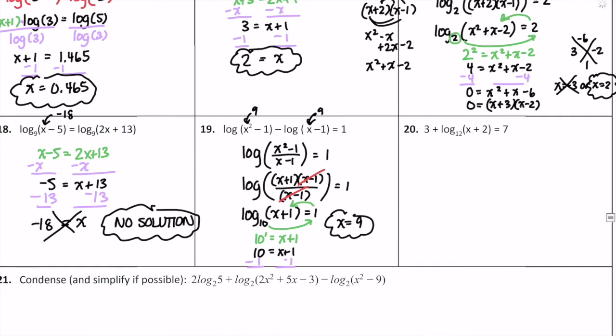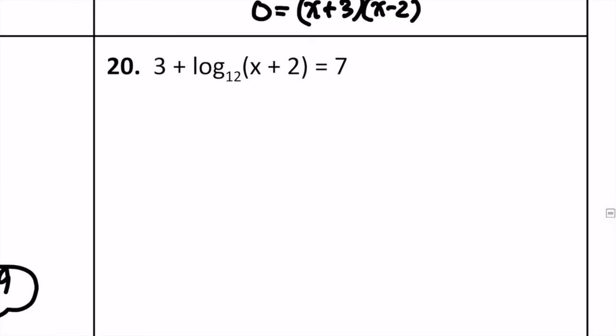Number 20, I have 3 plus log base 12 of x plus 2 is equal to 7. I'm going to first start by subtracting 3 on both sides. I want to get a single logarithm equal to a constant on the other side. I have log base 12 of x plus 2 is equal to 4.